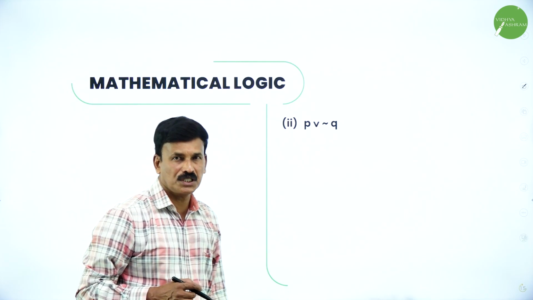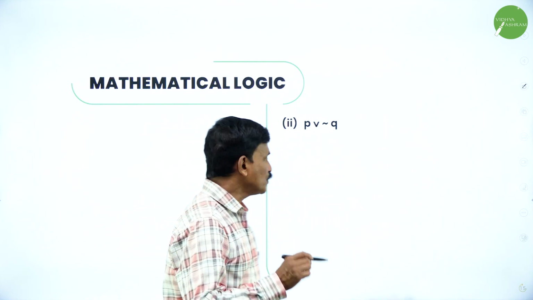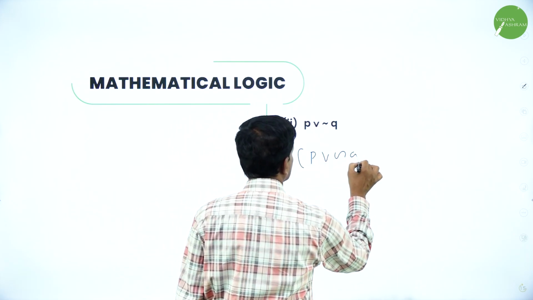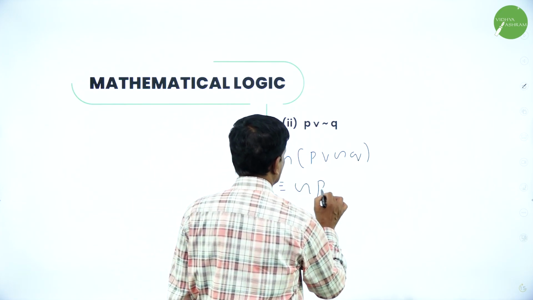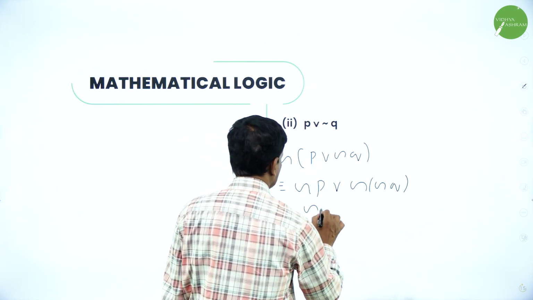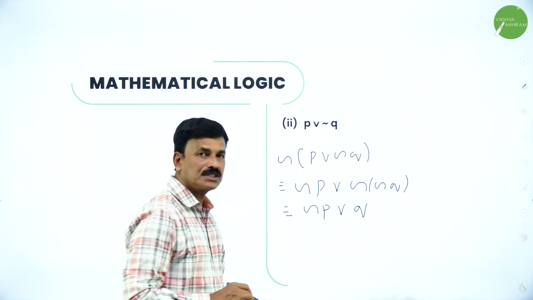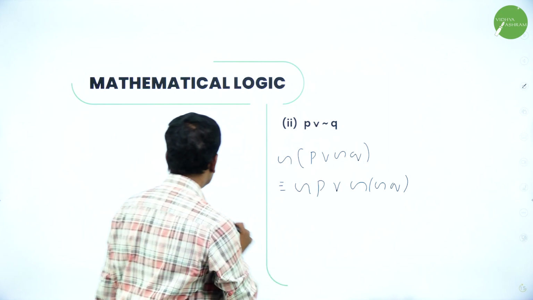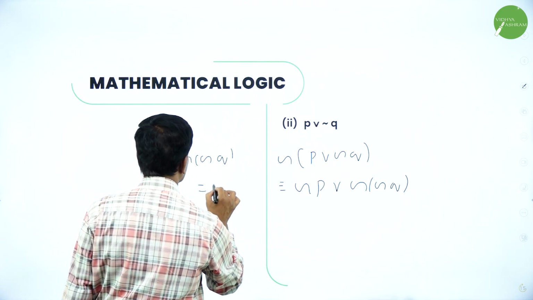P conjunction negation Q. We have to write the negation for this. Now just write down the negation. The negation of P disjunction negation Q is equal to negation of P disjunction negation of negation Q. Negation of negation is Q, so negation P disjunction Q. Since negation of negation Q is equal to Q itself.